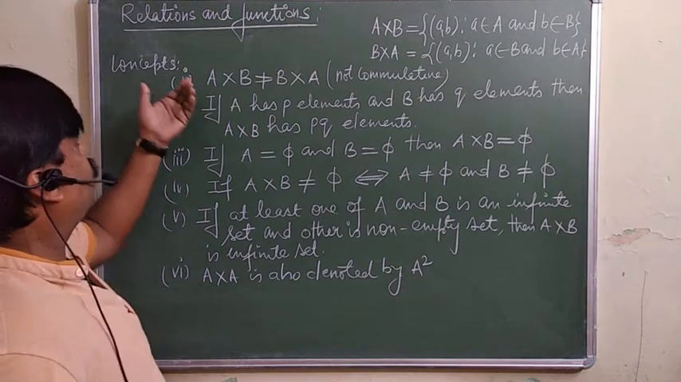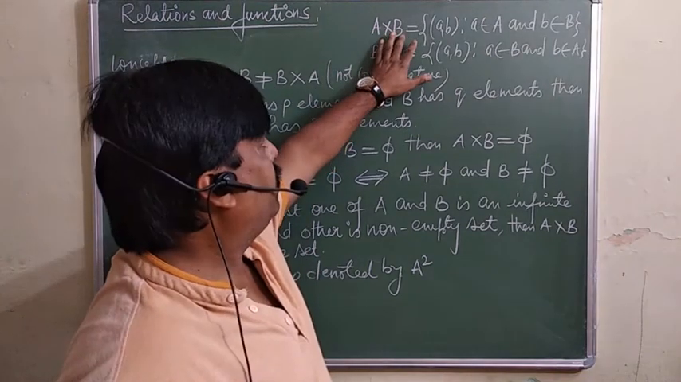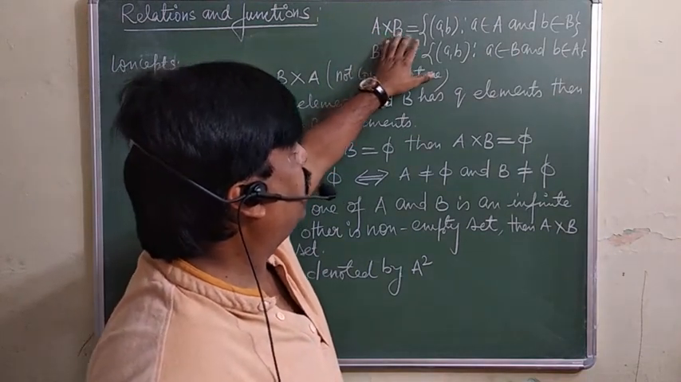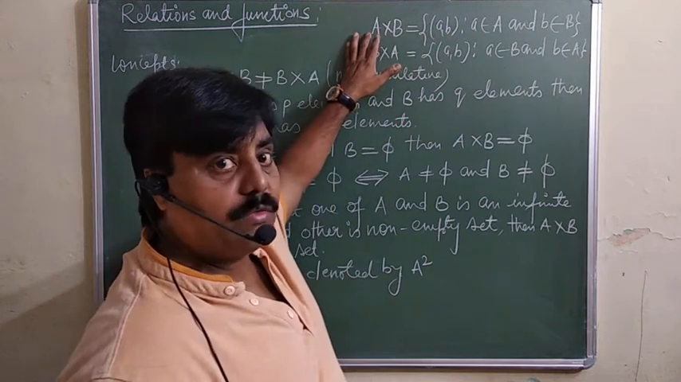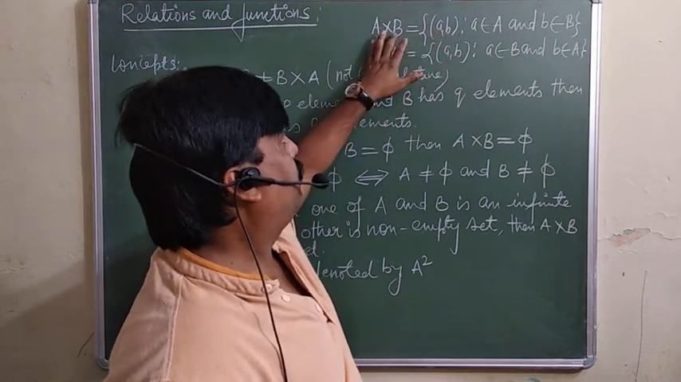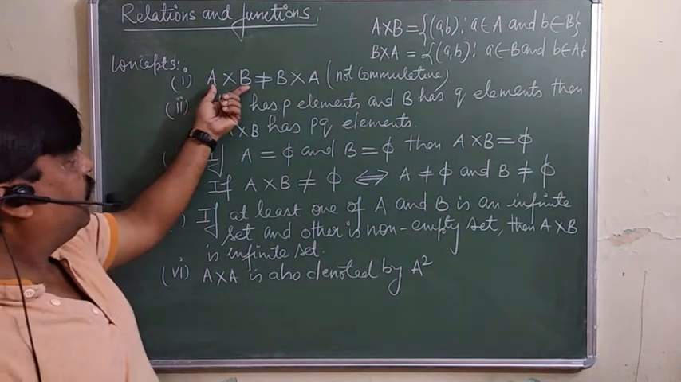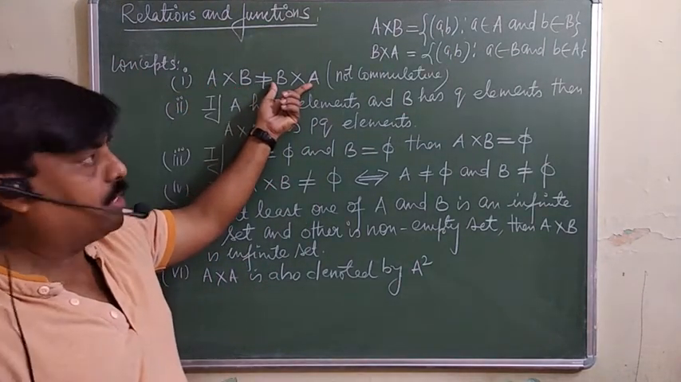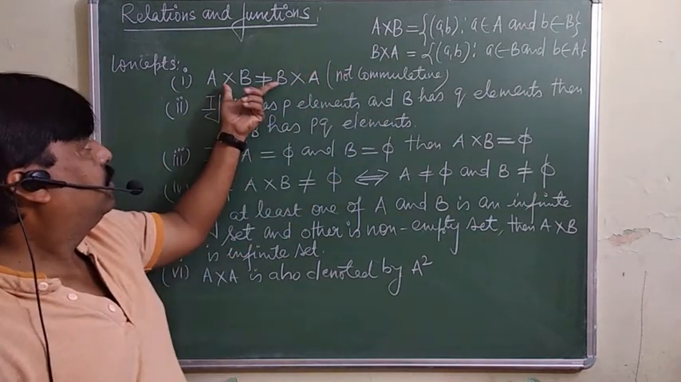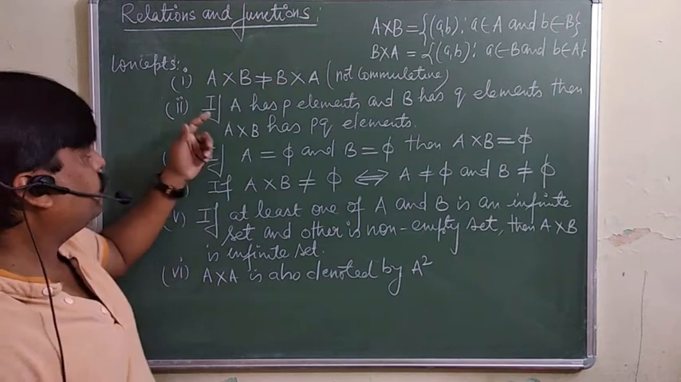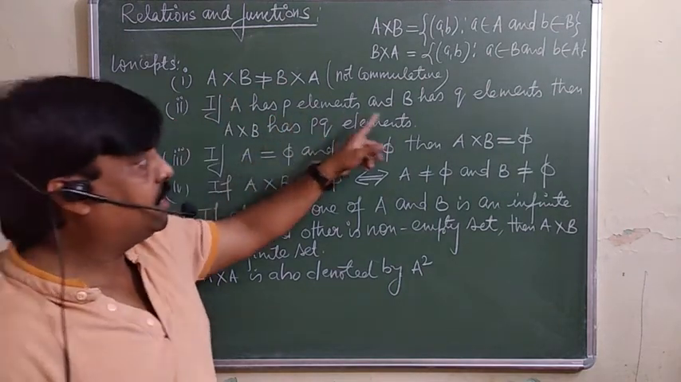Now a few concepts. Symbolically we write A cross B, the Cartesian product of A with B, is equal to the ordered pairs (a, b), where the first component must belong to the first set and the second must belong to the second one. This we already discussed. Now, A cross B is not equal to B cross A, which means the commutative property is not true here.